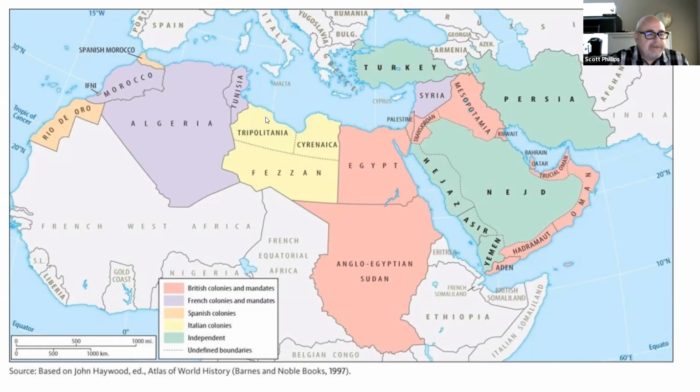So this is around, I believe, 1900, post-World War I. This is what the situation looked like, where, point being, many European powers had control over much of North Africa and Southwest Asia, with the exceptions of Turkey, Persia, and parts of the Arabian Peninsula, which were independent.